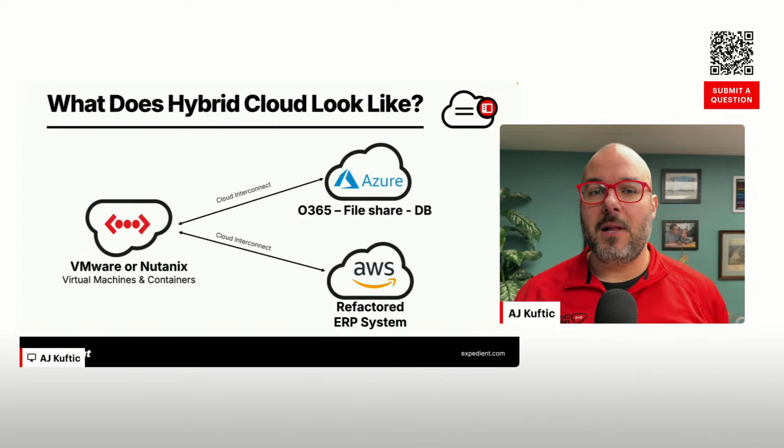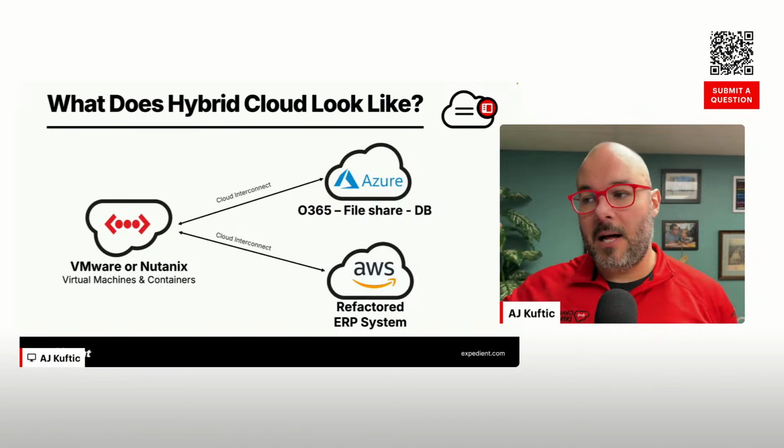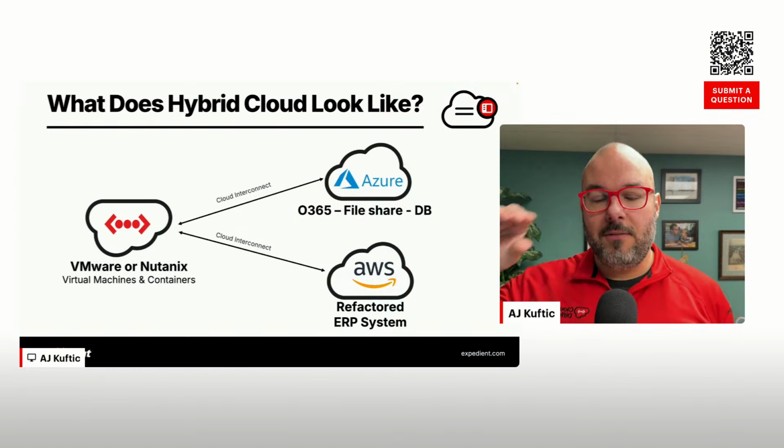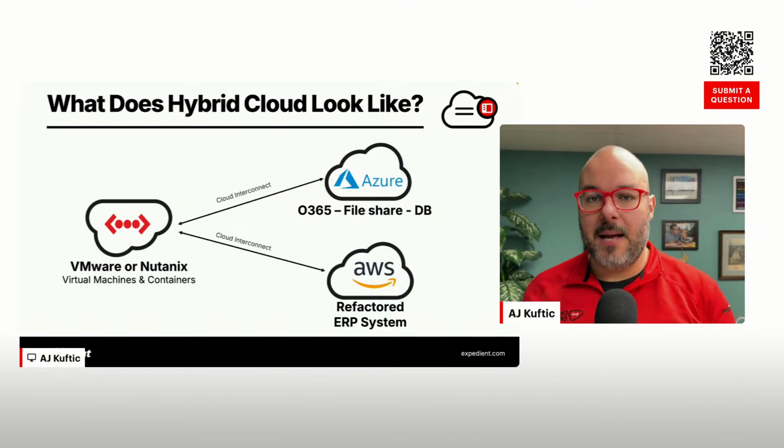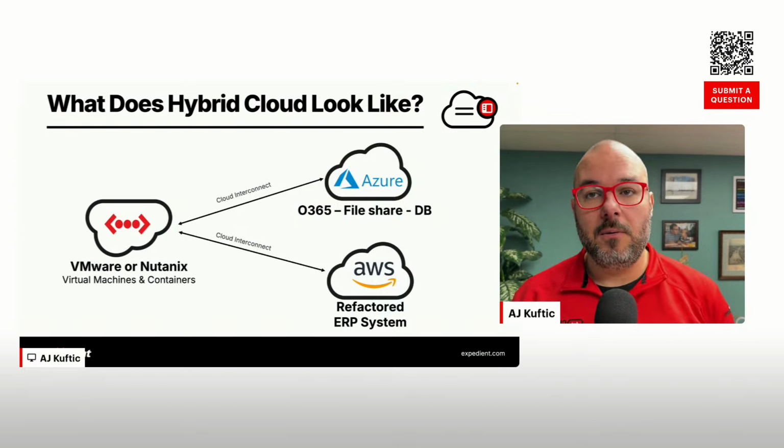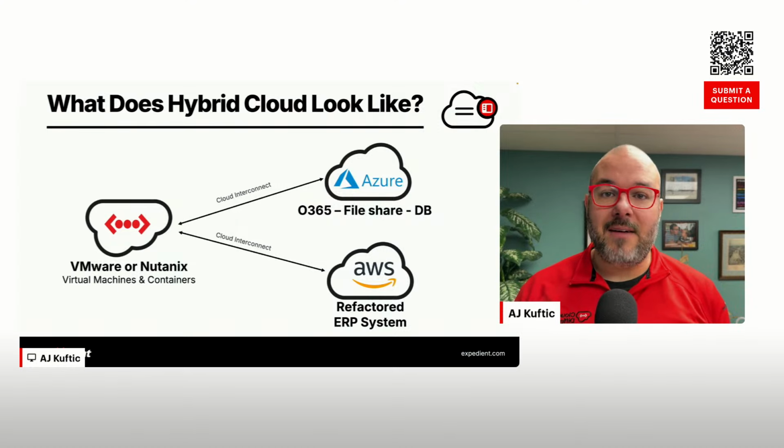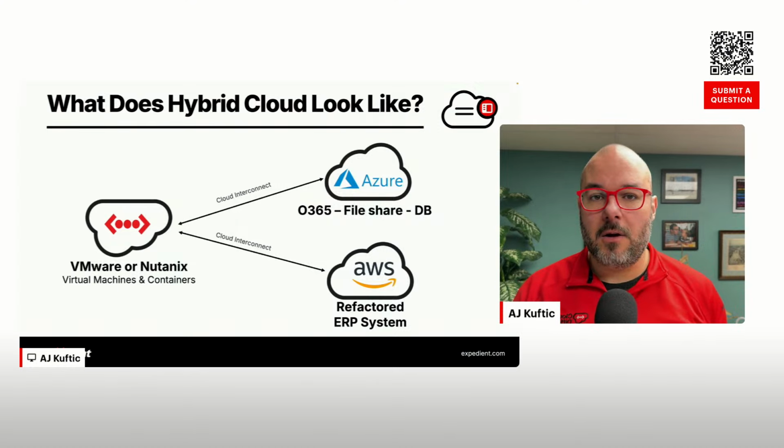So, what does a hybrid cloud really look like? Looks like this, right? You have VMware or Nutanix in an Expedient private cloud, or maybe even on prem, leveraging virtual machines and containers. This is the same applications that you're utilizing now. But we also have our cloud interconnects. They're part of our cloud on-ramps that we've had for years to connect from our data centers into hyperscalers through managed direct connects.